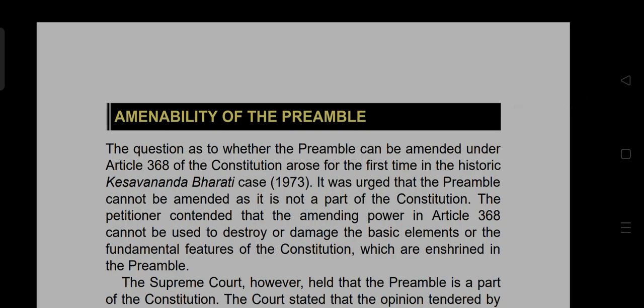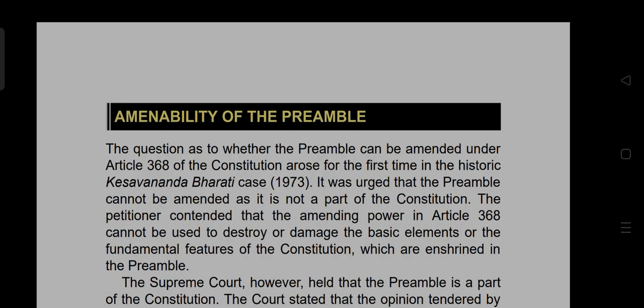Amendability of the preamble. The question as to whether the preamble can be amended under Article 368 of the Constitution arose for the first time in the historic Kesavananda Bharati case of 1973. It was urged that the preamble cannot be amended as it is not a part of the Constitution. The petitioner contended that the amending power in Article 368 cannot be used to destroy or damage the basic elements or the fundamental features of the Constitution, which are enshrined in the preamble.